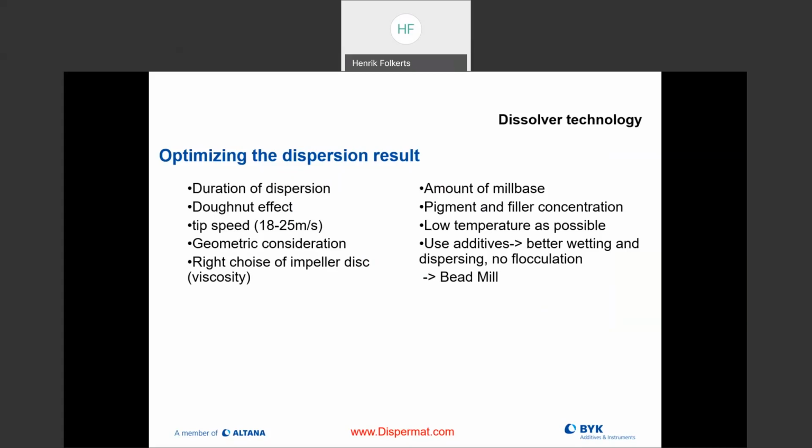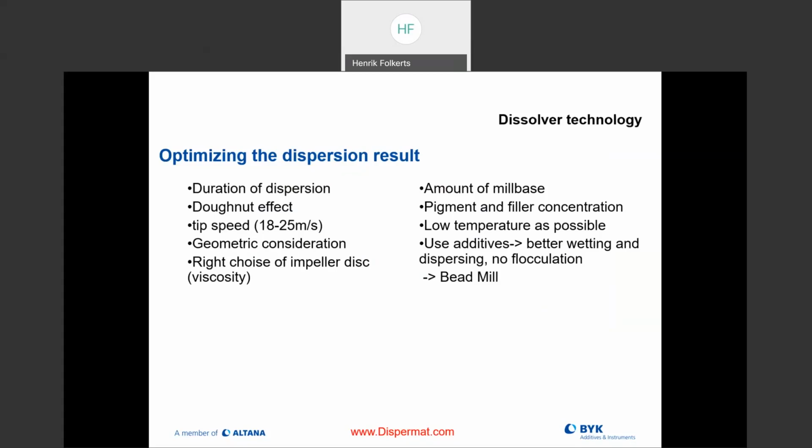The amount of mill base is critical. If you have a 1 liter container, you don't want to fill it up to 900 mil because you're going to spill your product. The rule of thumb there is usually a 50% fill rate of your container vessel. Maybe in some cases you can go up to 70%, but you shouldn't go much higher, or you're going to start spilling the product if you turn up the RPMs.